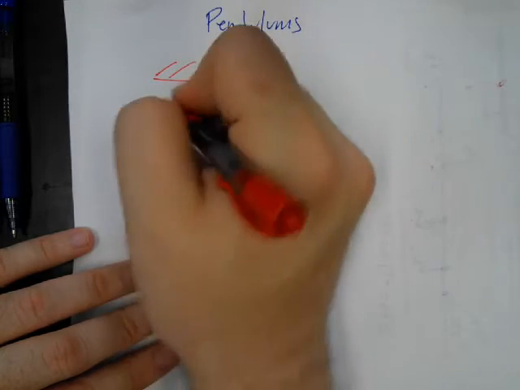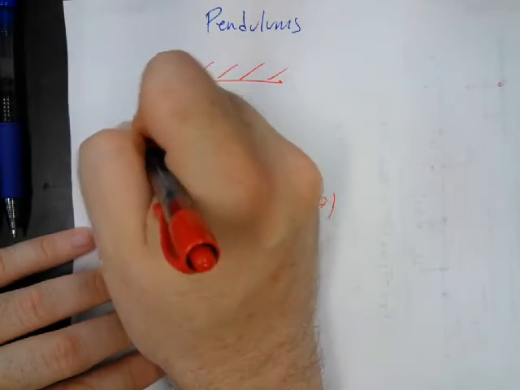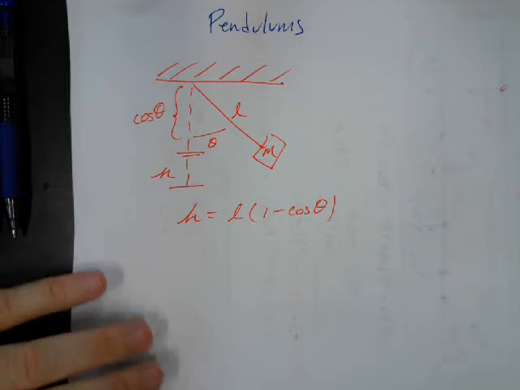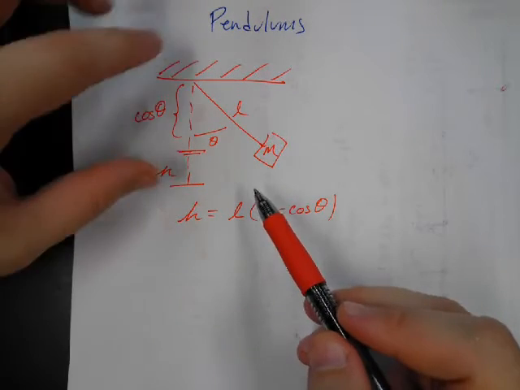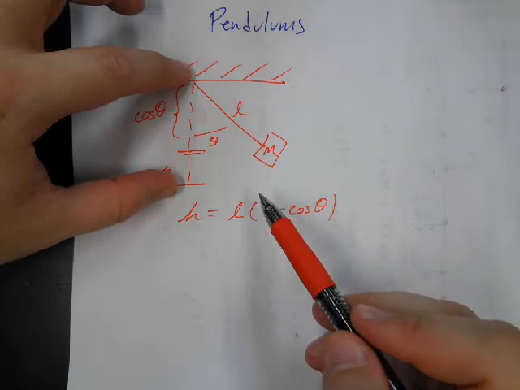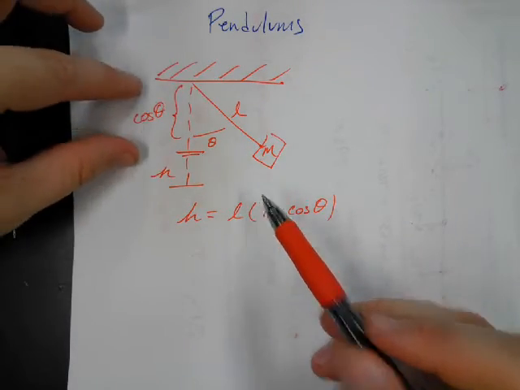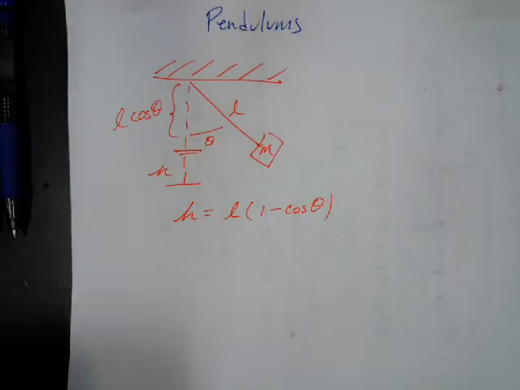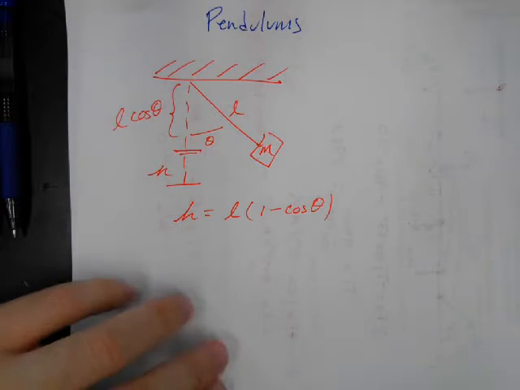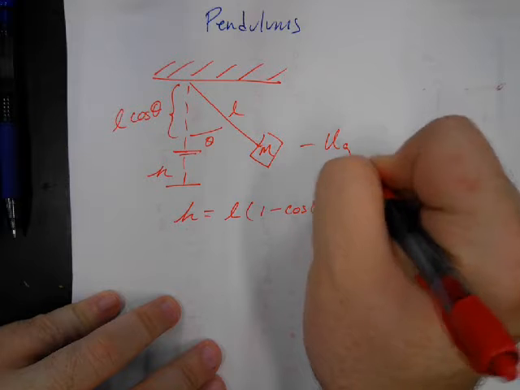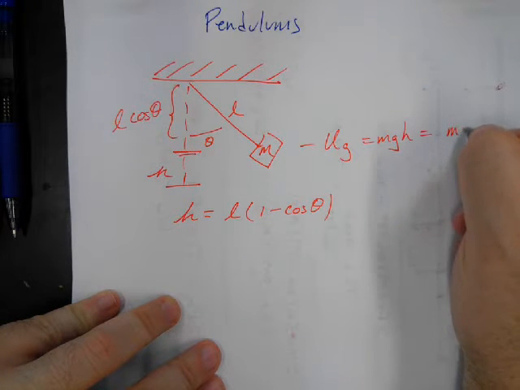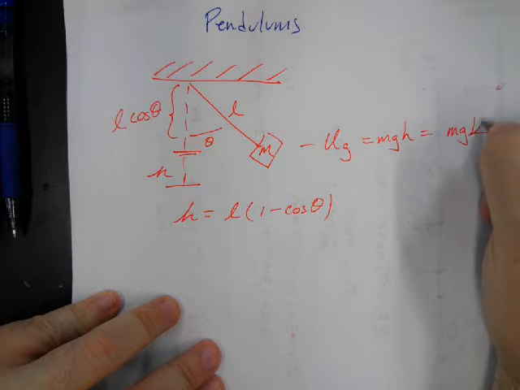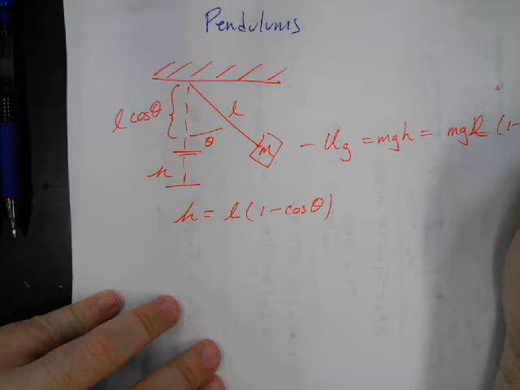Because this distance is L cosine theta, and so h should be the same length as this whole thing, which is L, and then we're subtracting off L cosine theta. So you can find the energy here. This thing has potential energy mgh, which is mgL times 1 minus cosine theta.